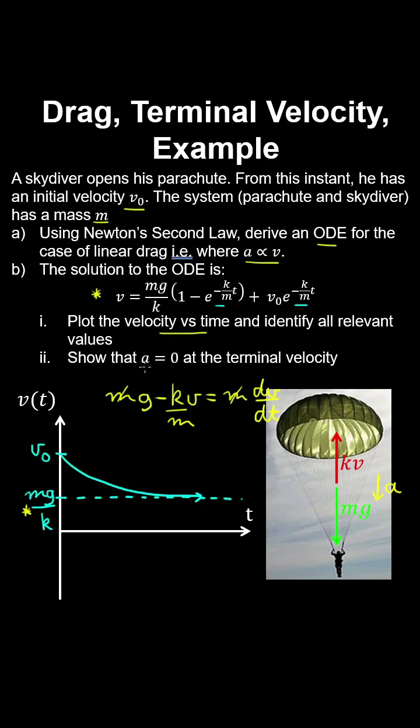Now show that the acceleration equals 0 at the terminal velocity. If you substitute for the terminal velocity, then these terms will cancel, which means that the acceleration is 0.